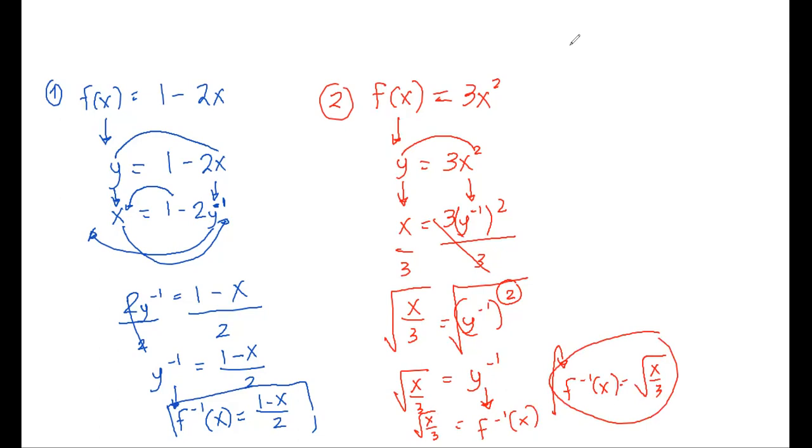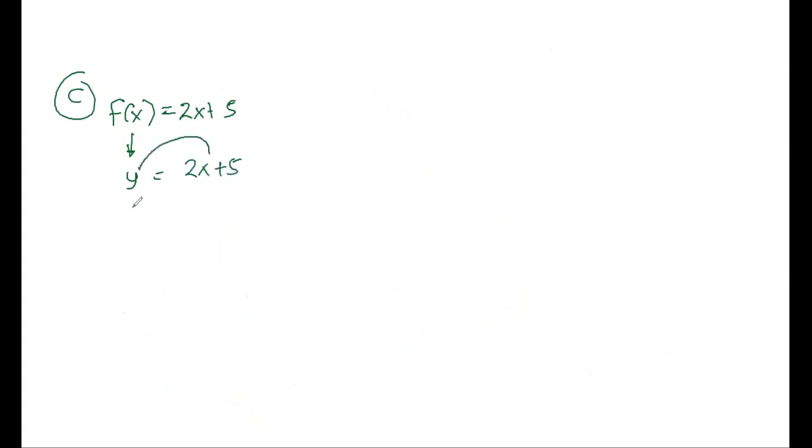Now, let's go to number 3, or letter C. For letter C, we have f of x equals 2x plus 5. First, we change f of x to y. Then, we interchange y and x. So this becomes x, while x becomes y. Since we do the interchange, it will be y to negative 1.